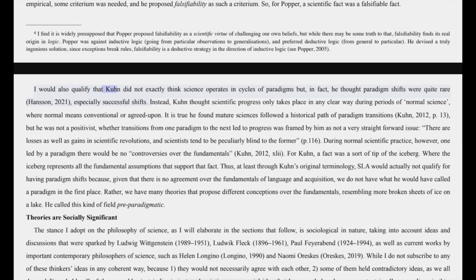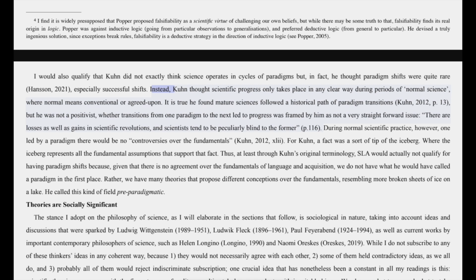I would also qualify that Kuhn did not exactly think science operates in cycles of paradigms, but in fact he thought paradigm shifts were quite rare, especially successful shifts (Hansen, 2021). Instead, Kuhn thought scientific progress only takes place in any clear way during periods of normal science, where normal means conventional or agreed upon. It is true, he found mature sciences followed a historical path of paradigm transitions (Kuhn, 2012, p. 13), but he was not a positivist.